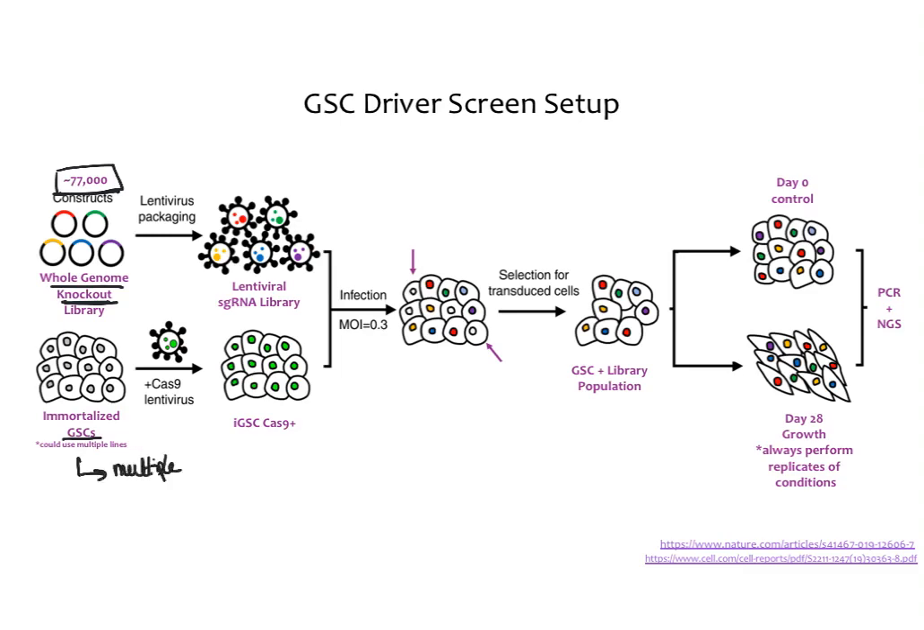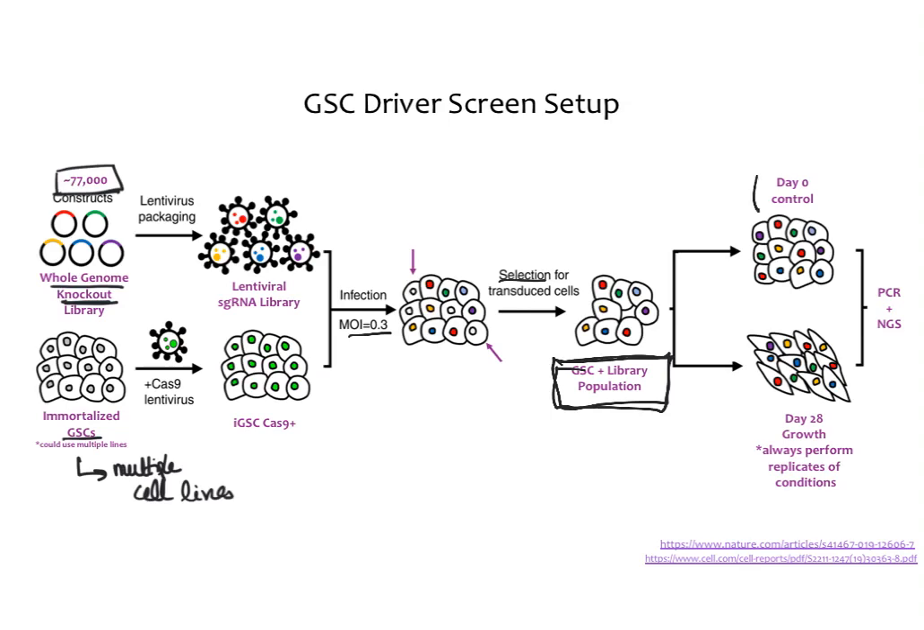We could conduct the screen on, for example, 10 or 20 different cell lines to get a really good idea of what's going on. And we're going to infect the cells just like before, low MOI, select just like before. And now we're going to end up with this glioma stem cell library population that has all of our different genes of interest at the exact same frequency, okay? Then we're going to expose it to conditions.